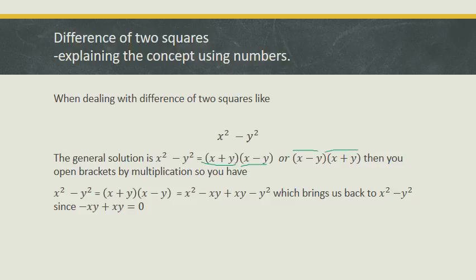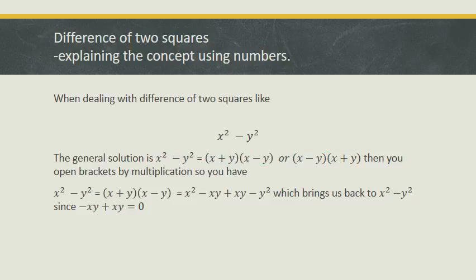Just make sure that whichever number or alphabet is before the minus sign is the same one that comes first in your brackets, whichever way you put it, whether the plus comes first or the minus comes first. Just make sure that the letter before the minus sign, which is x squared here, becomes the first one in both brackets.